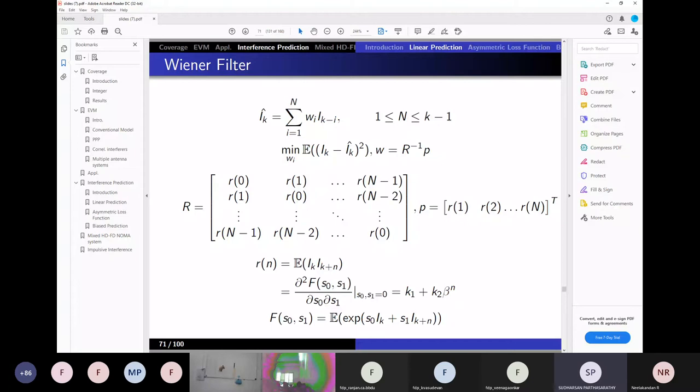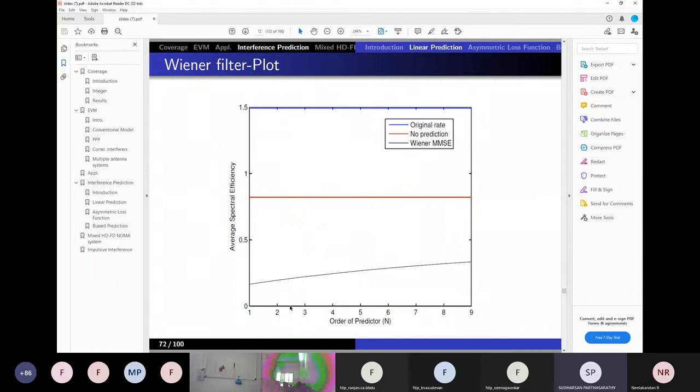So having given this, next slide, slide number 72. The x-axis here is the order of predictor, which means ik, right? So order of predictor 1 means you just use ik minus 1. Order of predictor 2 means you use ik minus 1 and ik minus 2, and so on and so forth. Okay? The y-axis is the average spectral efficiency. The top blue line is the original rate. So if you had ik, log of 1 plus signal power by ik, that is the original rate. No prediction.